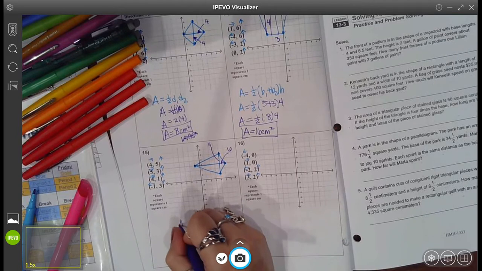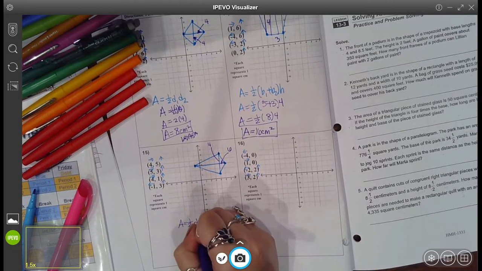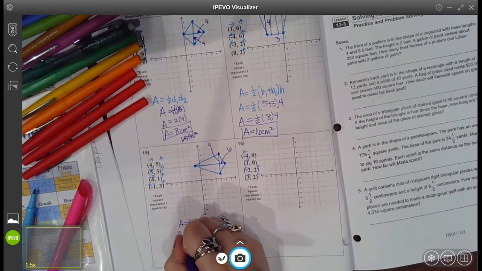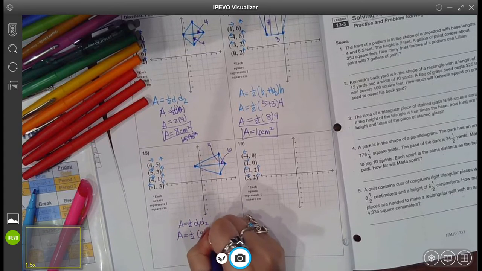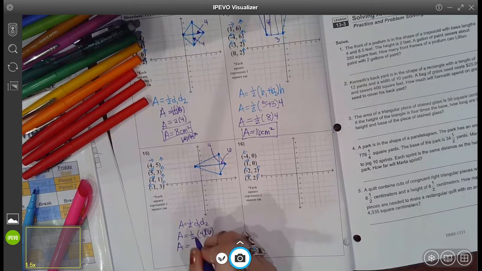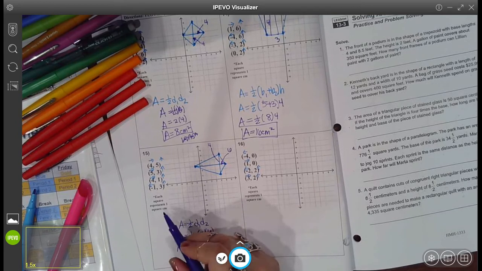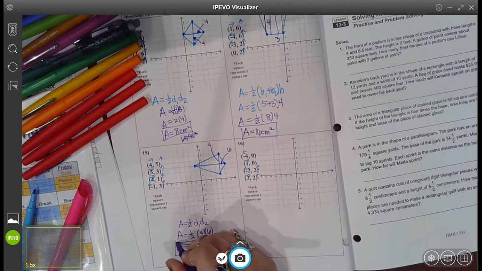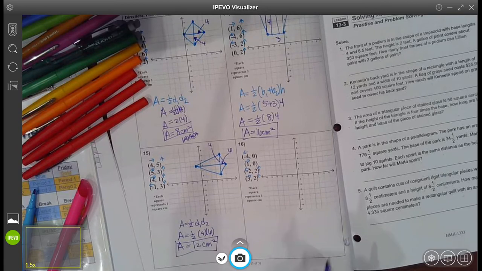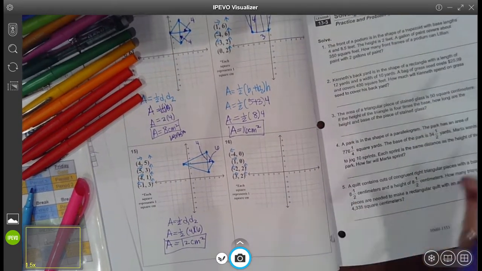So your formula is 1/2 diagonal 1 times diagonal 2. So plug in what you know. One diagonal was 4, the other diagonal was 6. So now half of 4 is 2, and 2 times 6 is 12. They said each box represents a centimeter, so centimeters squared. If they said each box represents a foot, then it would be feet squared. Okay, last one.